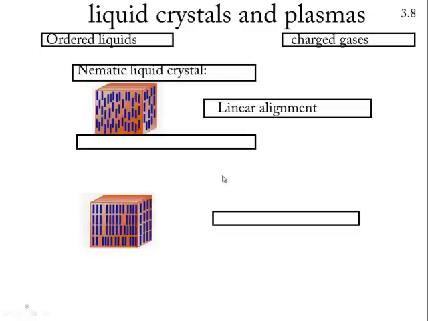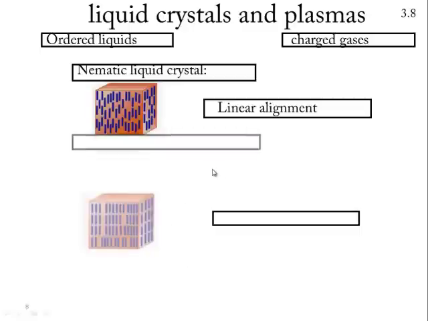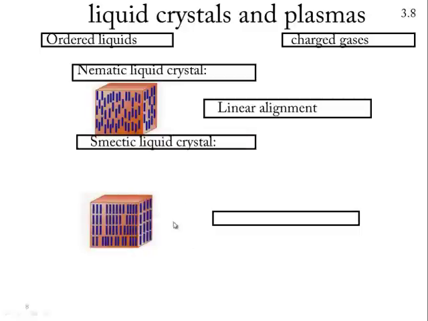Some liquid crystals have more order. These are called smectic liquid crystals. They have not only linear alignment, but also planar alignment. They align themselves in the same line, but also in three dimensions. I suppose once you go to a cubic alignment, you would have a solid. In any event, these are liquid crystals, and they look something like this. Notice that they tend to be linear, fairly rigid molecules.